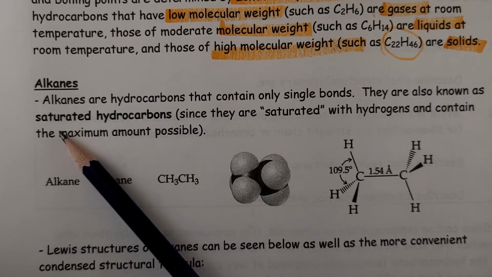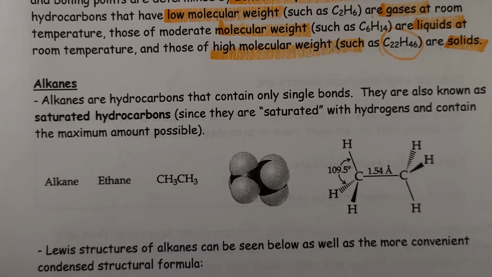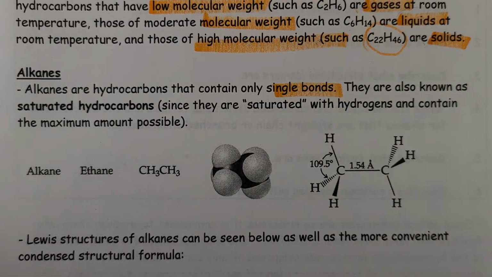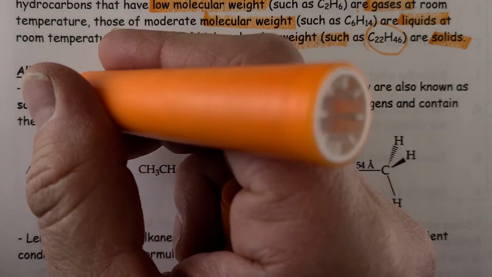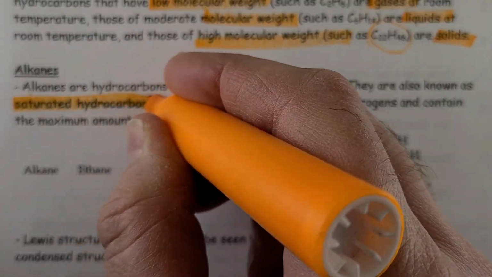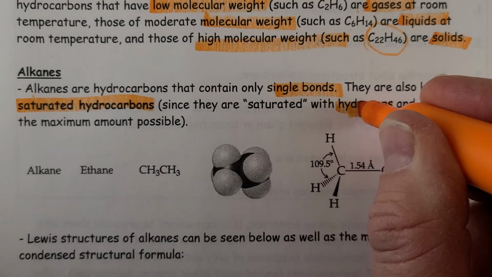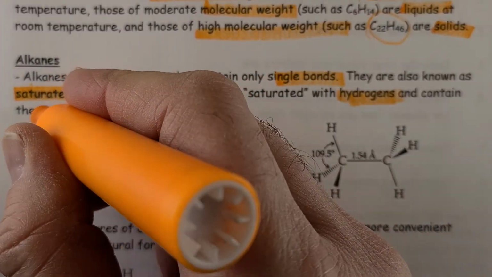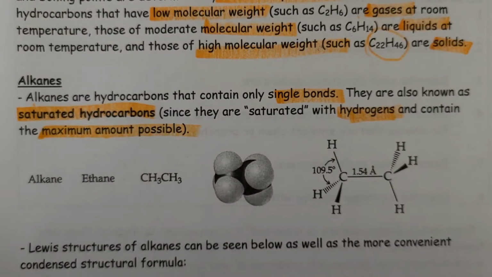So looking at the alkane group, alkanes are hydrocarbons that only contain single bonds. They are also known as saturated because if they just have single bonds, they will have the most number of hydrogens that they can possibly have. So they contain the maximum amount of hydrogens.